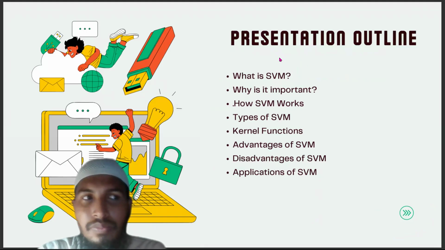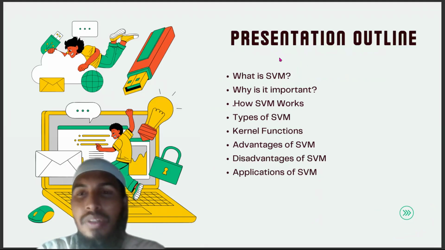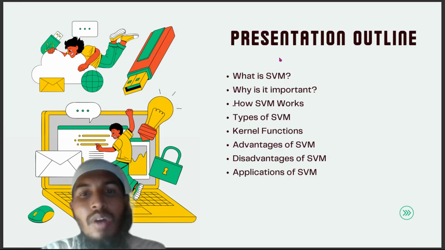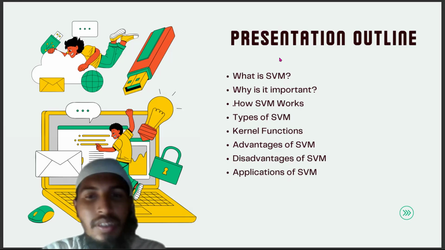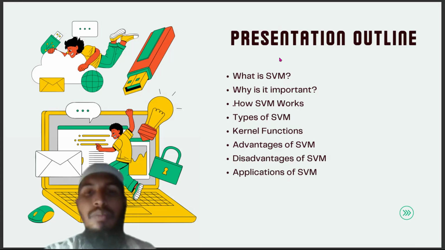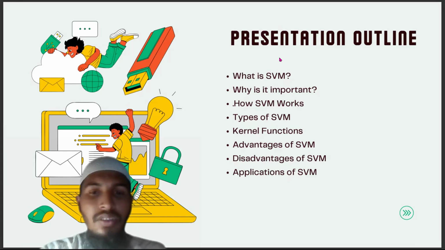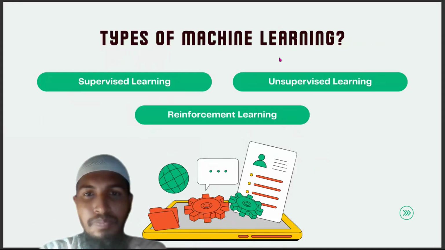Now I will talk about the presentation outline. At first, we will know what is SVM. Then we will know why it is important. Then how SVM works. Then types of support vector machine, or SVM. Then we will know kernel function. Third, advantages of SVM. Then disadvantages of SVM. Fourth, applications of SVM.